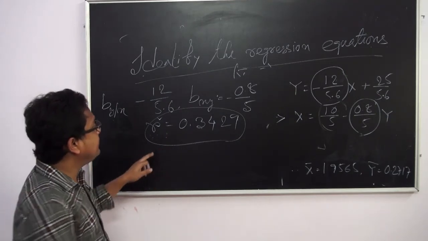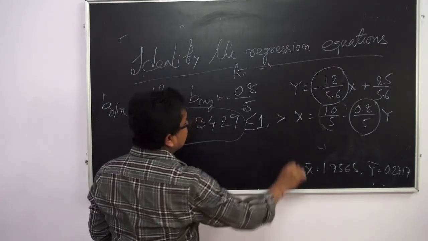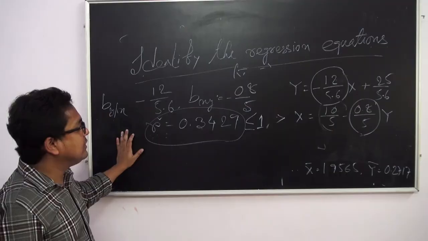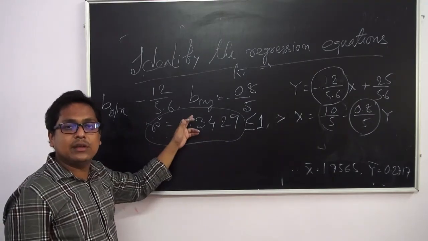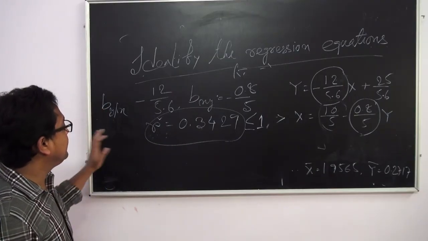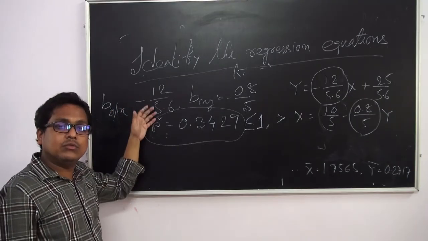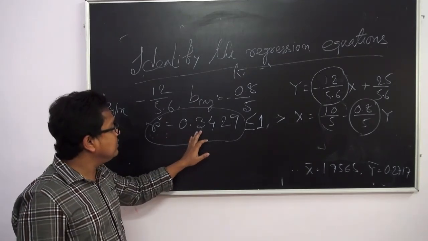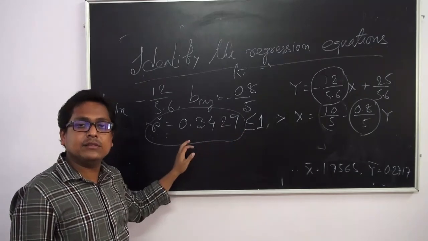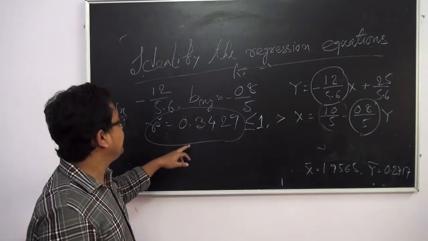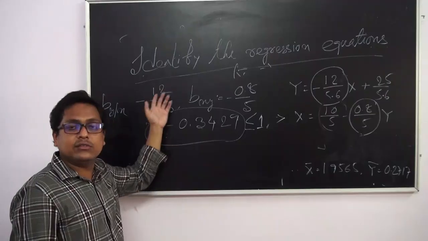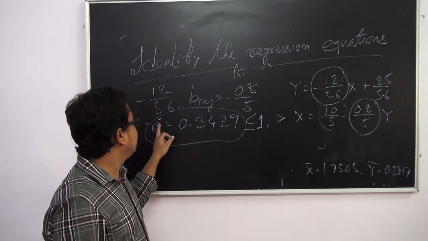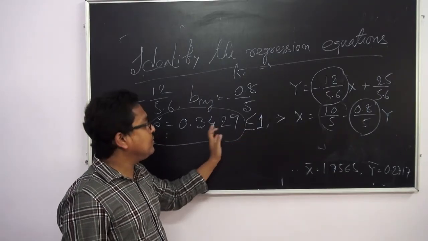Now see, this value is less than 1, and we also know that the value of r square is less than 1. So that means our assumption that one regression equation is y on x and another is x on y is correct. That means the first equation is the regression equation of y on x, and the second one is the regression equation of x on y. Point to be noted, if this value exceeds 1, in that case we have to reverse our assumption. That means we have to let the first one be x on y and the second one be y on x. And a similar process we have to follow, calculate their product value, and check whether it is less than 1 or greater than 1.